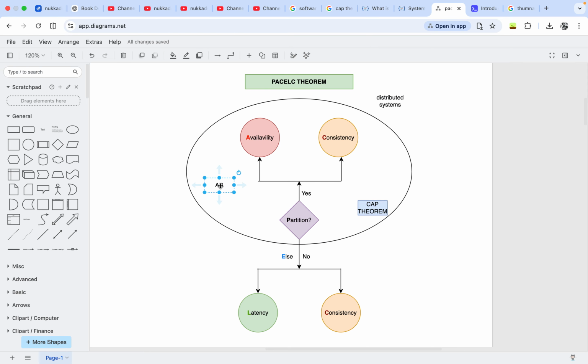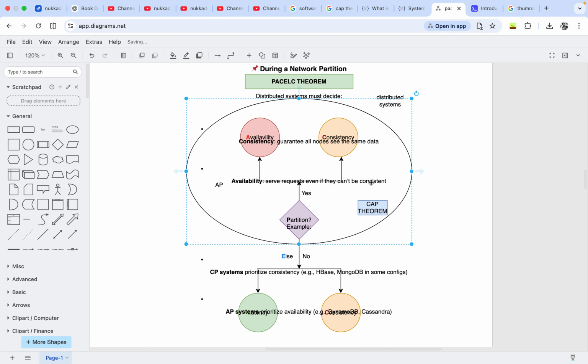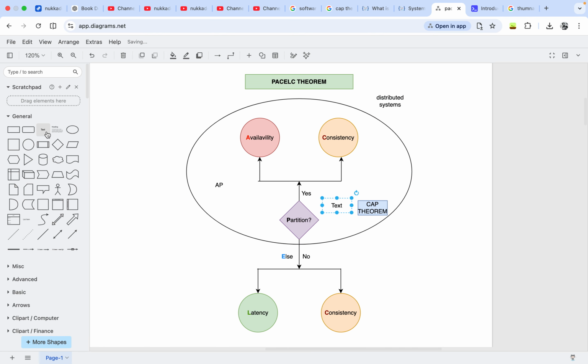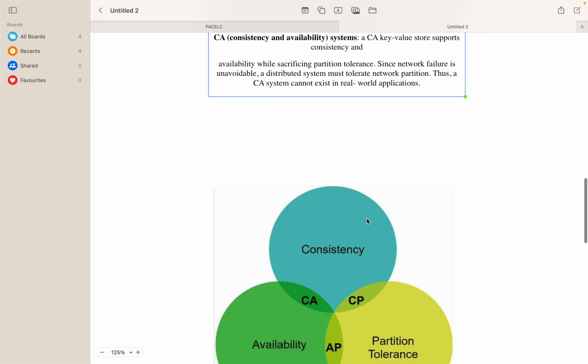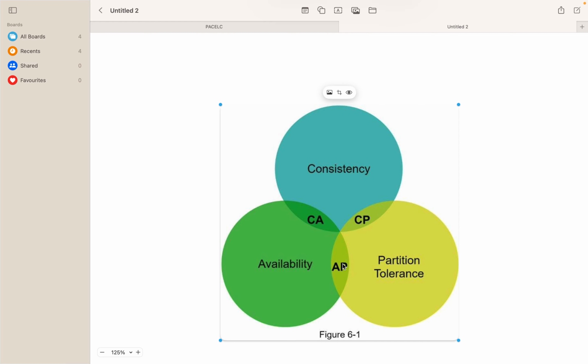And here you can see a CP system, which is CP. So it is similar to this diagram. Here you can see this is the CP system, this is the AP system. Availability and partition tolerance, and consistency.